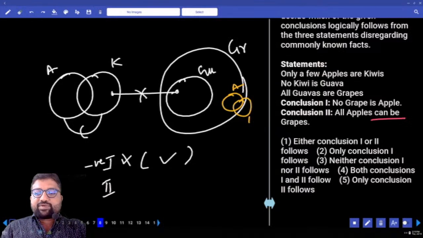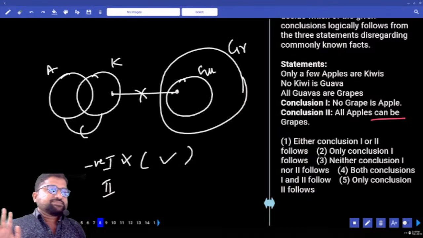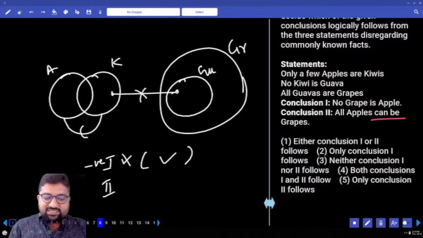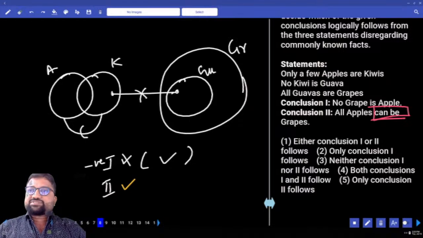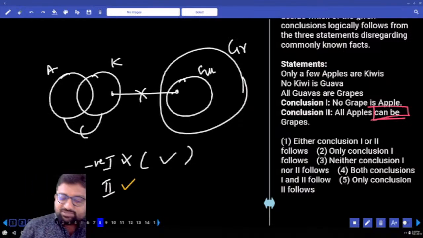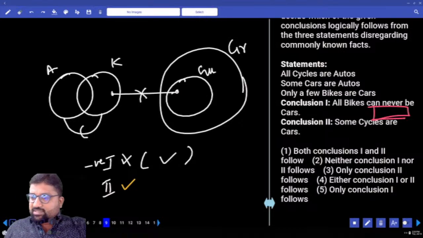Syllogisms, you'll use pen and paper only to draw the basic diagram. Rest of the things should be done only by looking at the diagram. Is this clear? So what is the answer? Is it a possibility? And what did he say? Can be. Can be means he is also agreeing that it is possible. So is he right or wrong? Right. Let's go for the next question.